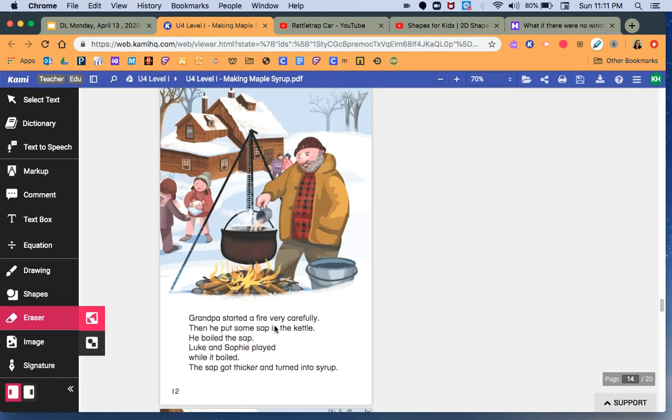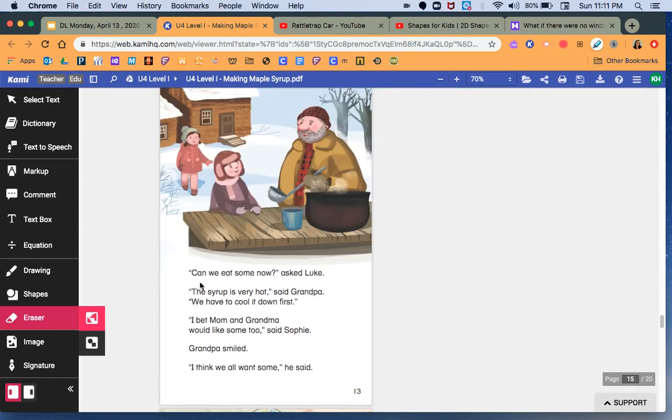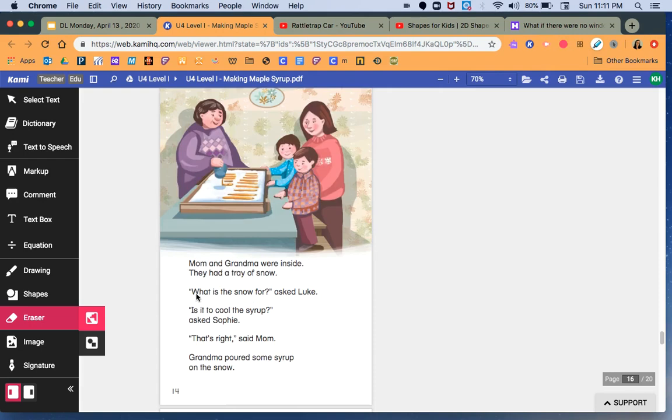Grandpa started the fire very carefully. He then put some sap into the kettle. He boiled the sap. Luke and Sophie played while it boiled. The sap got thicker and turned into syrup. "Can we eat some now?" asked Luke. "The syrup is very hot," said Grandpa. "We have to cool it down first." "I bet Mom and Grandma would like some too," said Sophie. Grandpa smiled. "I think we all want some," he said.